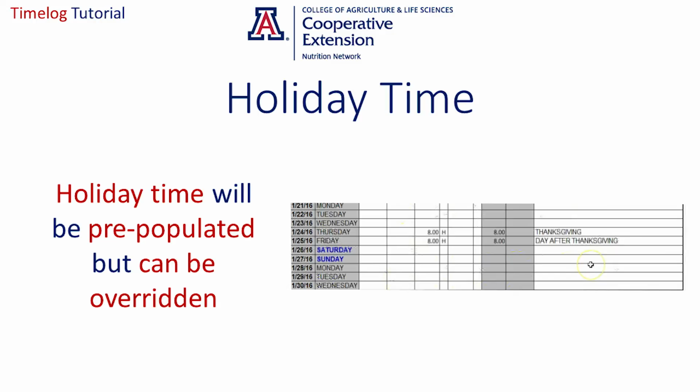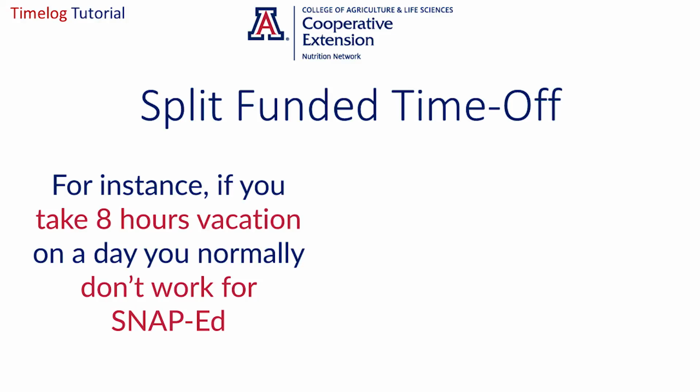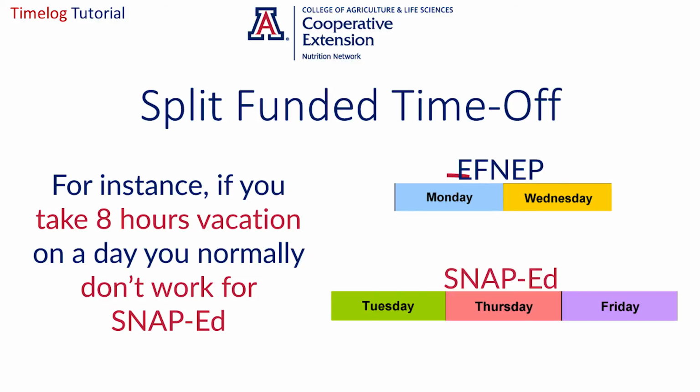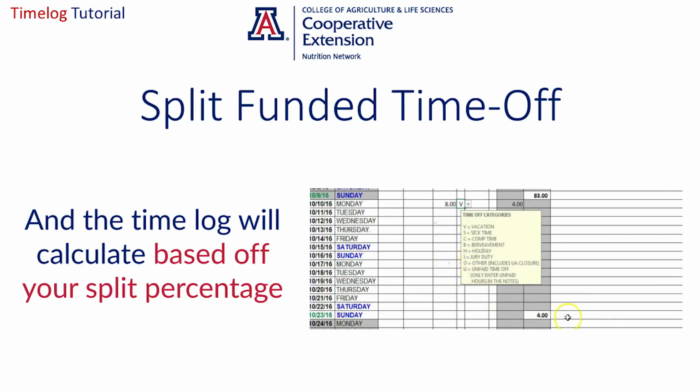Holiday time off will be pre-populated based on your FTE. These can be overridden if you work in an extension office that recognizes different holidays. If you are split funded between SNAP-Ed and another grant, be sure to enter full time off taken, even if it's on a day you don't normally work for SNAP-Ed. For instance, if you work for FNEP Mondays and Wednesdays and take 8 hours of vacation on a Monday, you would still enter the 8 hours in this time log as SNAP-Ed is charged for any paid time off. The template will automatically calculate the split-funded portion that will be charged, so don't worry about calculating it yourself.